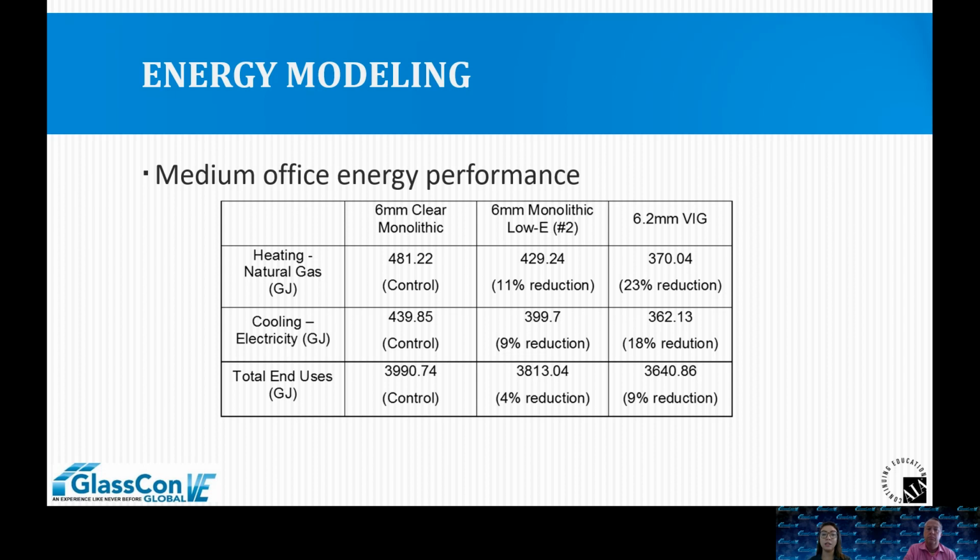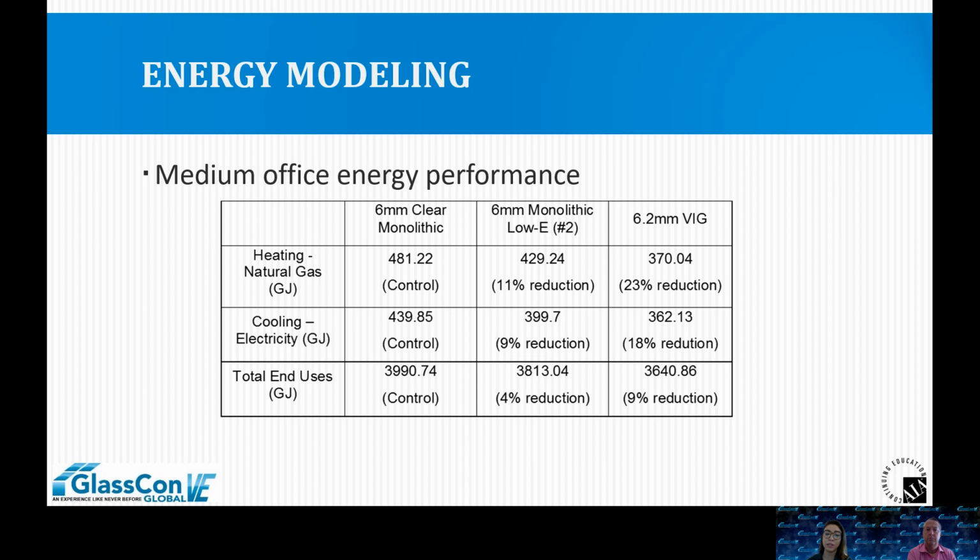So just focusing on the heating and cooling right now, using our standard clear monolithic as a control, you'll see as we move up to just applying a low E coating on surface 2, you get a pretty significant reduction in energy usage, 11% and 9% respectively. But by adopting a VIG, so now we're essentially getting double glaze performance in a single glaze system, we more than double that reduction. So now we're looking at a 23% reduction in heating and 18% reduction in cooling.